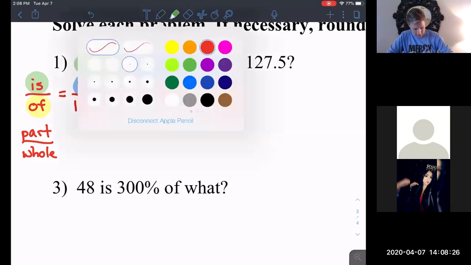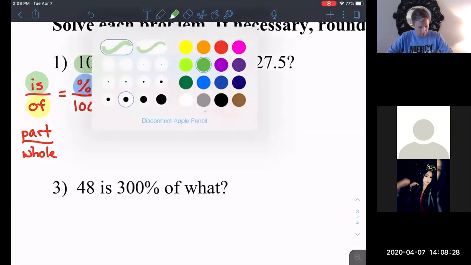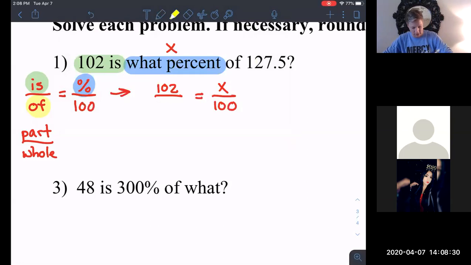All right, so that means the number that we put in for the "of" in our template is going to be the number that's closest to the word "of." So "of 127.5" means we're going to put 127.5 on the bottom of that fraction. Okay, so does that make sense? Stop me if you don't know where these are coming from.